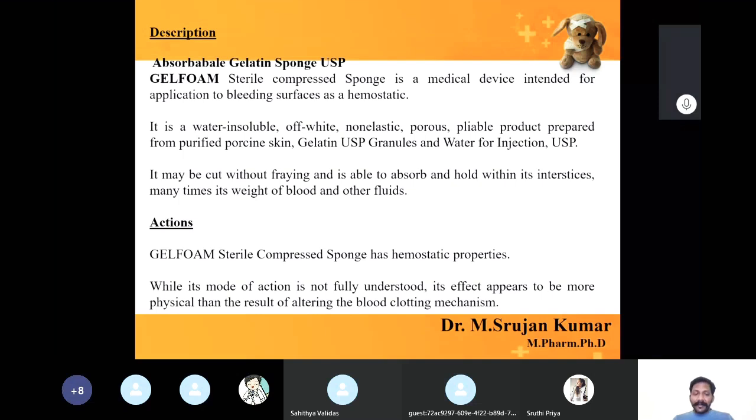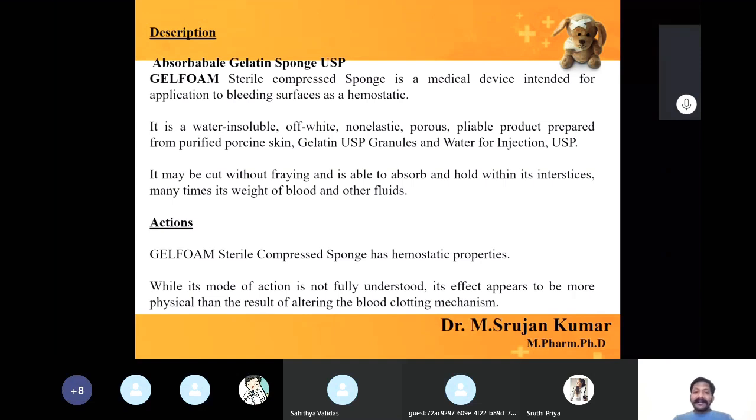What are the characteristics of gel foam? The first characteristic, it is water insoluble. The color of the gel foam is off white. The nature is non-elastic, and it is also porous. At the same time, it is flexible in nature, that is pliable. From where is it prepared? It is prepared from purified porcine skin. Porcine is nothing but pig skin. Followed by the other ingredient, gelatin USP granules, followed by USP water for injection.